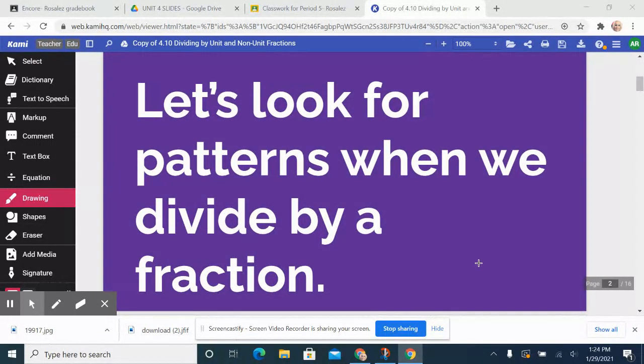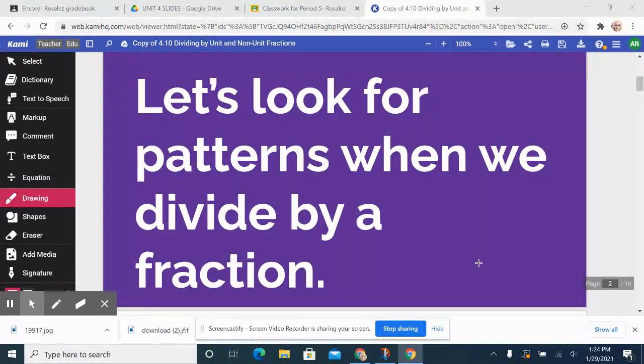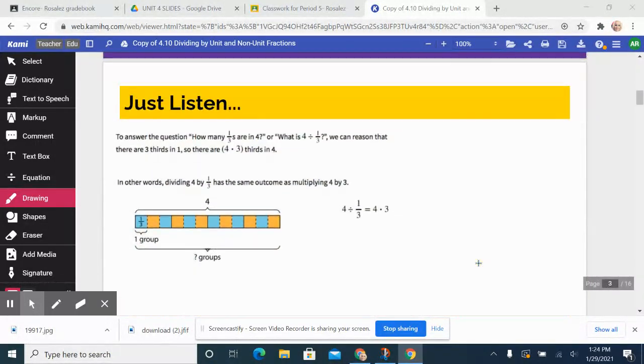It says, let's look for patterns when we divide by a fraction. So you're just listening right now. It says to answer the question, how many thirds are in 4? We could also say, what is 4 divided by a third? So this is kind of what you've been dealing with the past few classes. Remember that 4 times 3 is 12. So that's important to know.